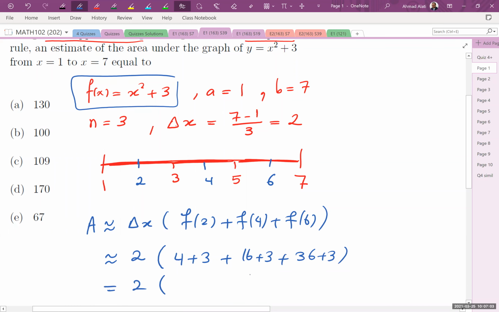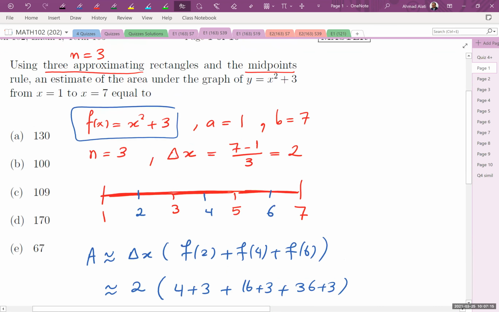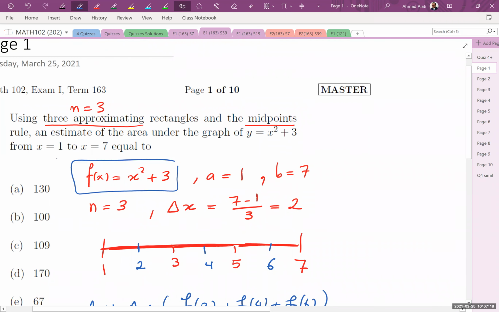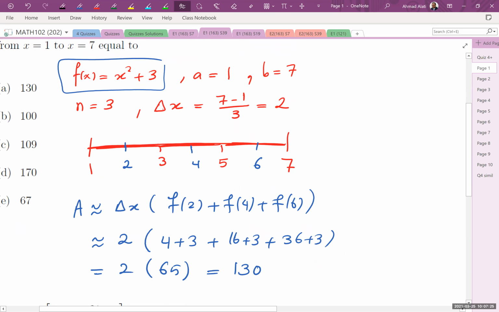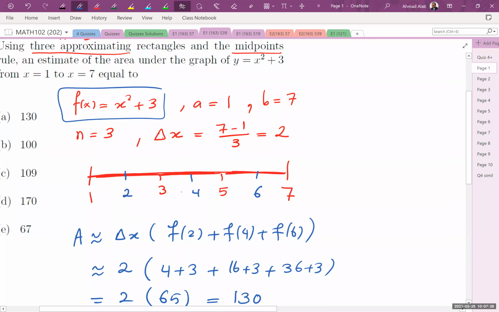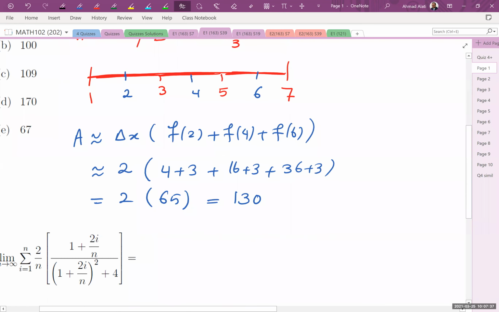And this is equal to 2 times 7, 19, 39, which is 130. And this is the master version. Because it is the master version, always the right answer is the first answer. You can, ya shabab, practice by solving this one again when he asks you to use the right endpoints or the left endpoints. Of course, the final answer will be different because we are approximating. We are not finding the exact area.